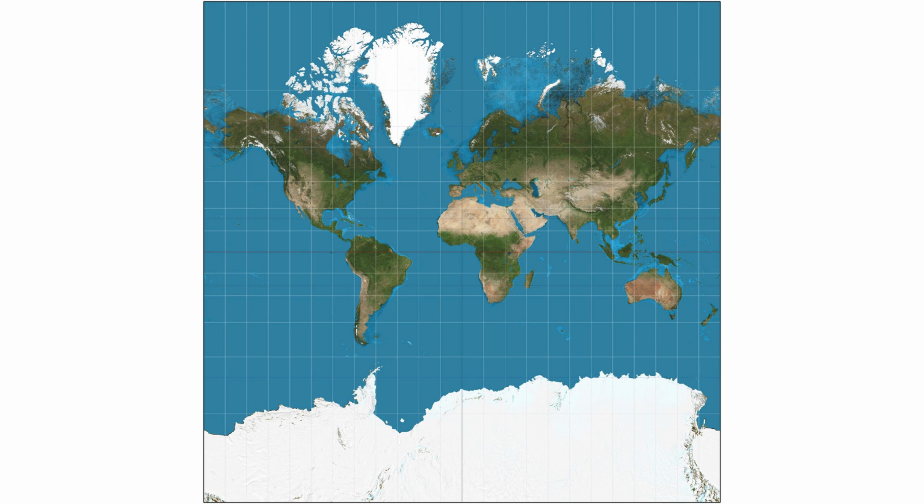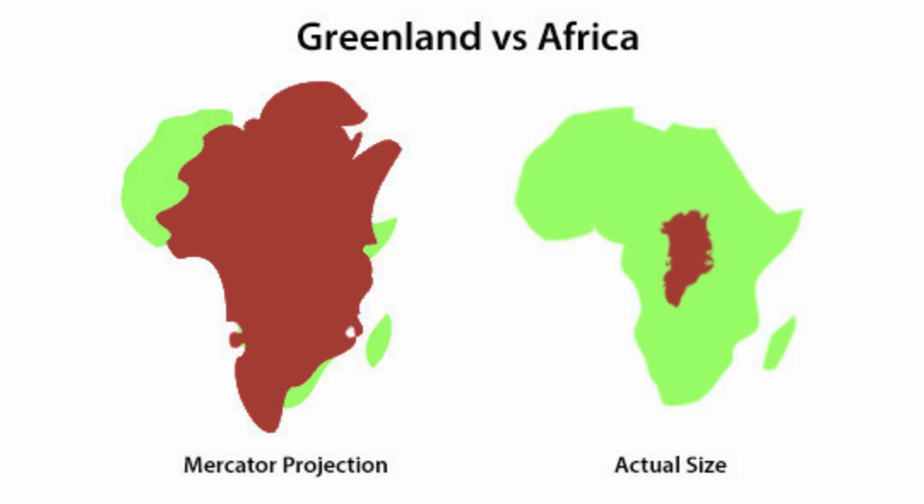For example, in the Mercator Projection, you can see that Greenland appears huge, about the size of Africa, even though it's not. It's 14 times smaller than Africa. And if that were true, we'd have 8 continents. So if it's so inaccurate, why are we still using this map?